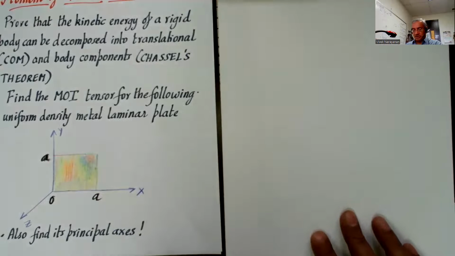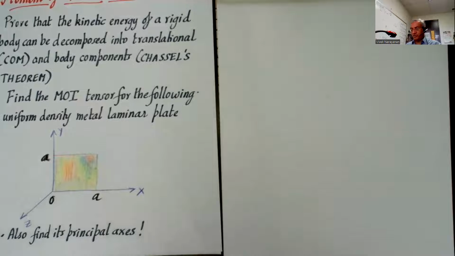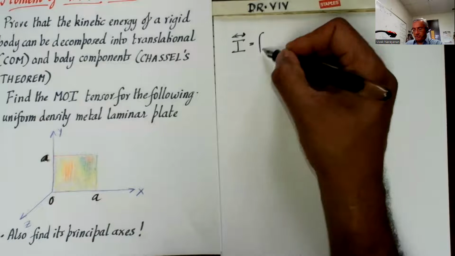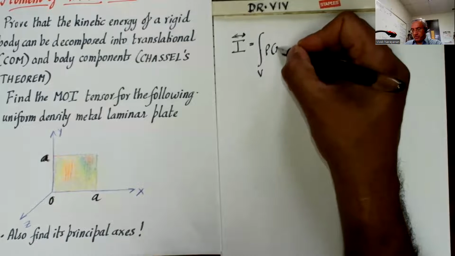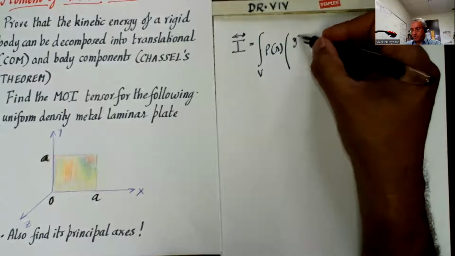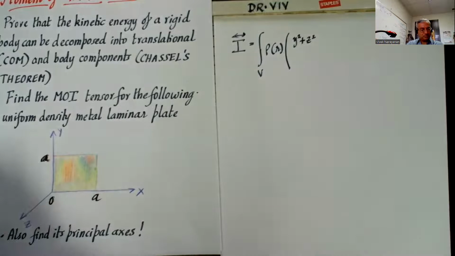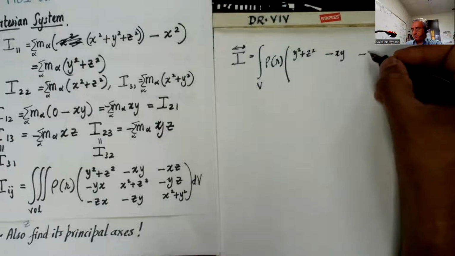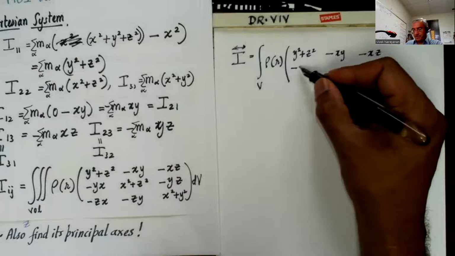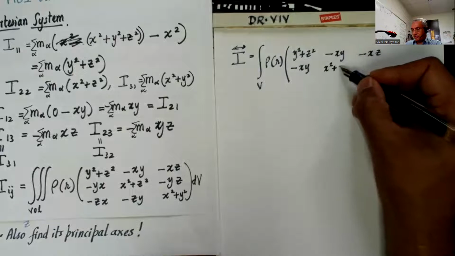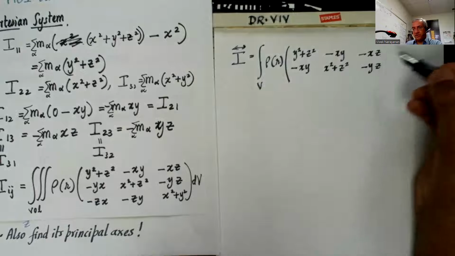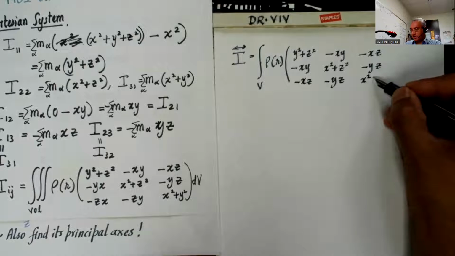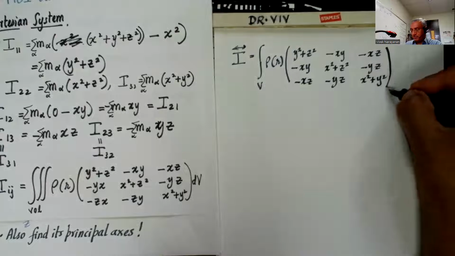Let's now work on this. The moment of inertia tensor, which I'll repeat over here, is going to be the integral over the volume of rho of r times y squared plus z squared, negative xy, negative xz; negative xy, x squared plus z squared, negative yz; negative xz, negative yz, x squared plus y squared. I'm just copying what I have here, times dv.